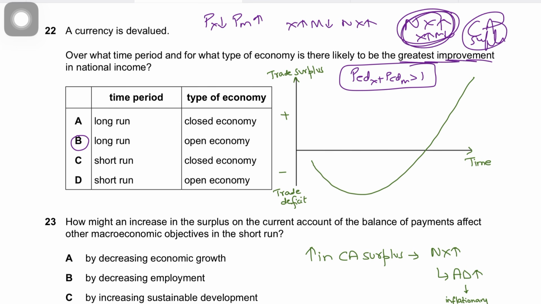So the other answer options are incorrect. A is wrong because it talks about a closed economy. And D, although it mentions an open economy, the largest improvement is seen in the long run, not in the short run.